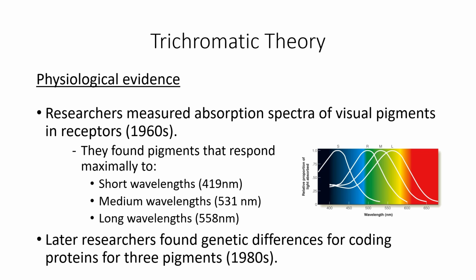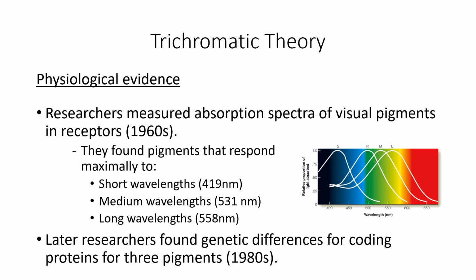It wasn't until the 1960s that physiological evidence came along to support that behavioral evidence. These two theories of color vision, people argued against each other for about 100 years. We had the behavioral evidence for both, and we didn't really know what the answer was. But then researchers found photopigments that respond maximally to short wavelengths, at 419 nanometers. They found other photopigments that respond maximally to 531 nanometers, which they called the medium wavelength cones. And they found another set of photopigments that respond maximally to 558 nanometers, which they called the long wavelength cones.